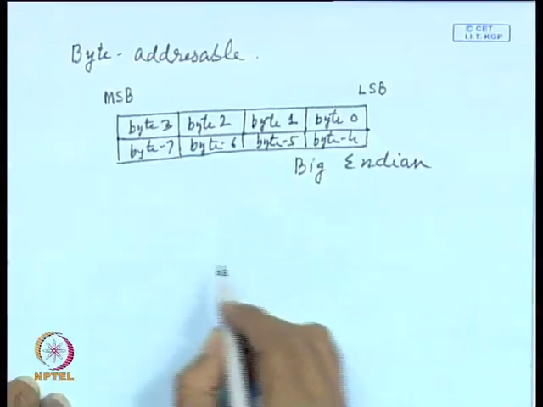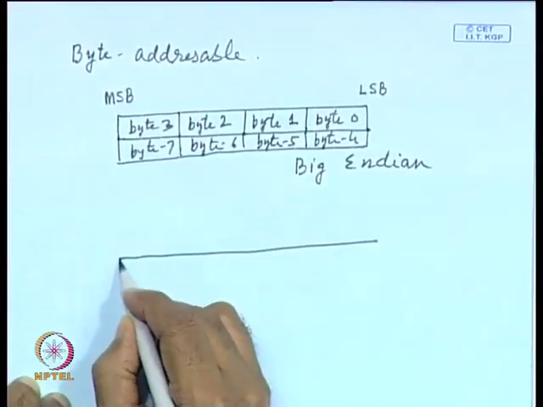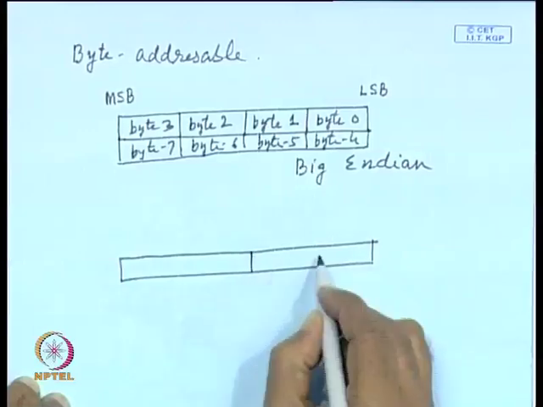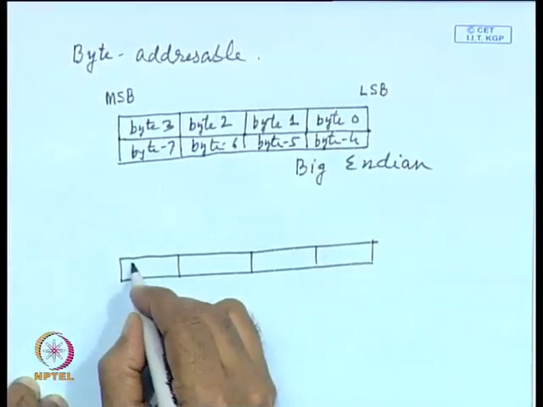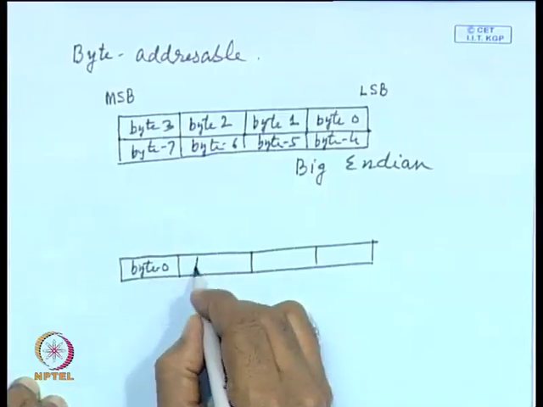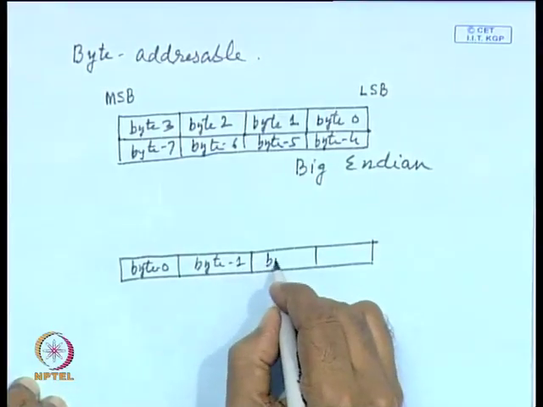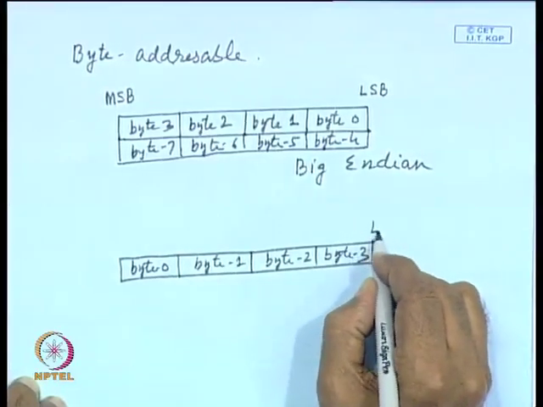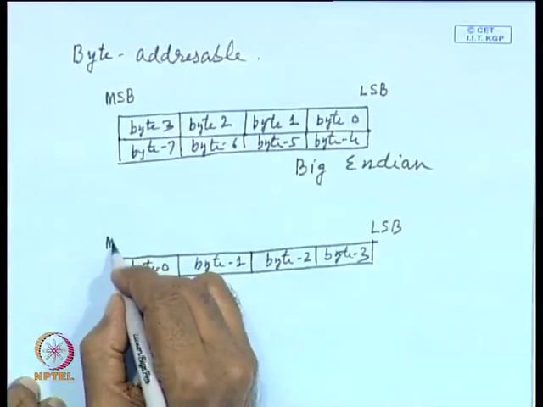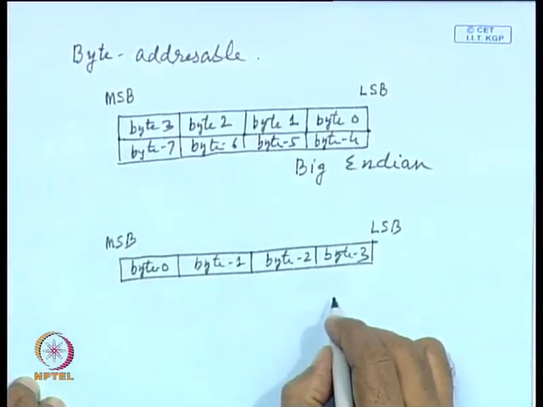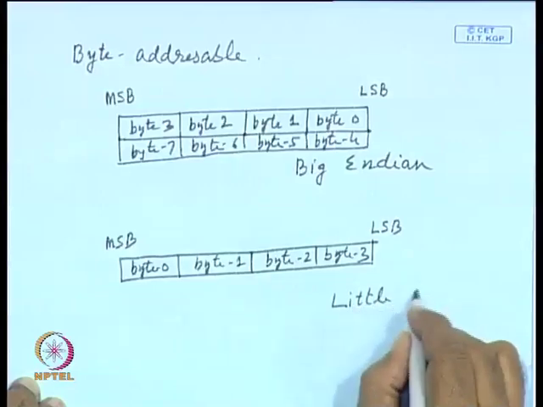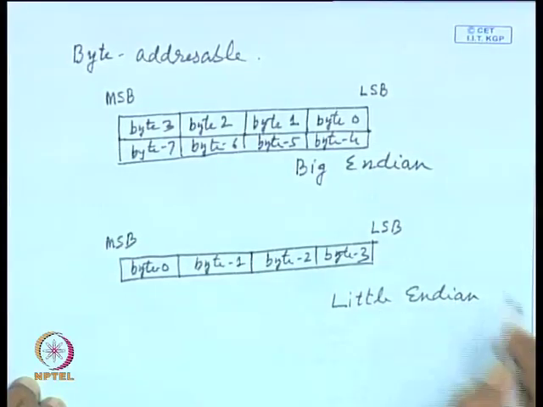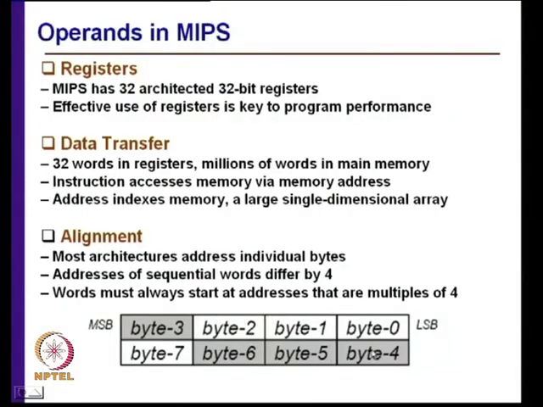There is another approach which is known as little endian, in which case these 4 bytes are aligned in a little different way. For example, here it will be byte 0, this will be byte 1, this will be byte 2, and this will be byte 3. So, this is the LSB and this is the MSB. This is known as the little endian approach. So, these two conventions are used, but as you can see, MIPS uses the big endian approach.